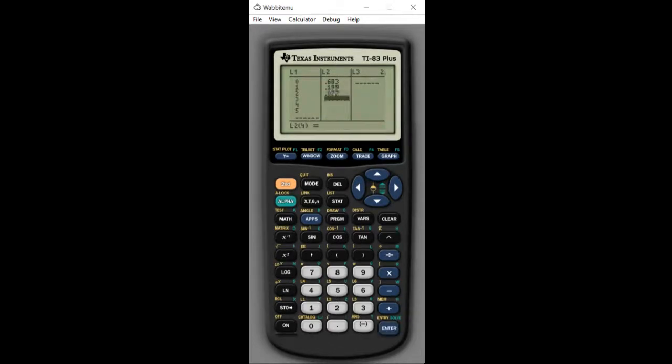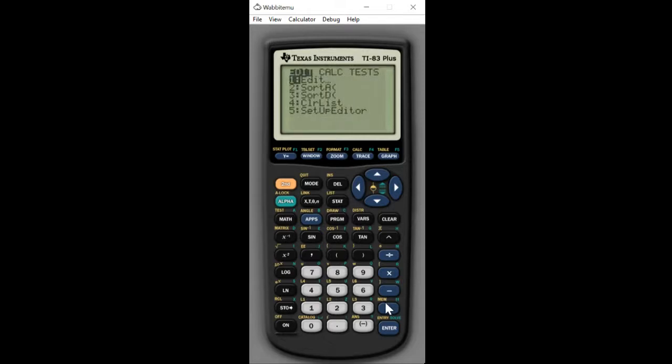So the first number I had was 0.683, and then 0.199, and then 0.077, and 0.020, and 0.012, and 0.008. Okay, so now I'm going to come back to my calculator.